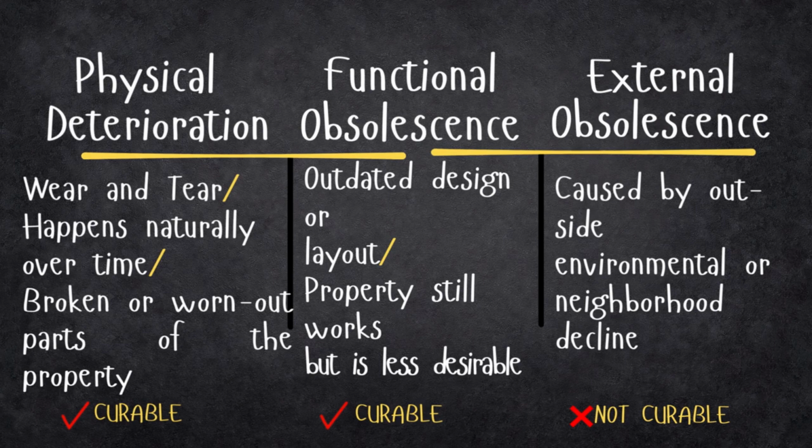And the last one, external obsolescence. This one is caused by outside environmental or neighborhood factors, has nothing to do with the property's condition. Out of the control of the homeowner. Examples include highways, factories, or neighborhood decline. This one is not considered curable.